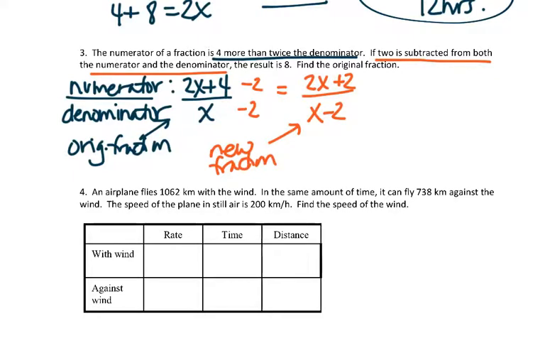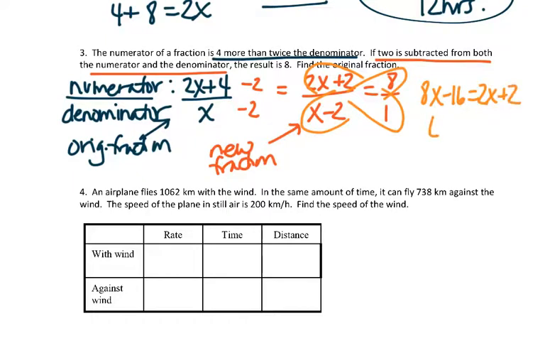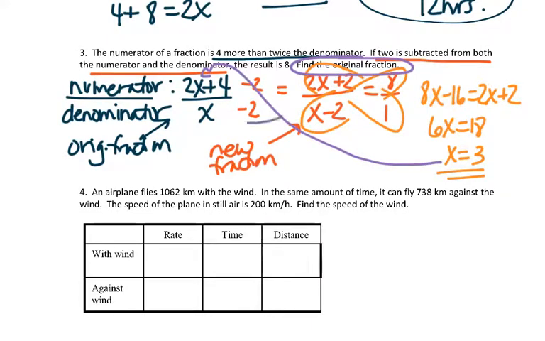And it said then the result is 8, or 8 over 1. How can we solve that? Our old friend, cross multiply. 8x minus 16 is 2x plus 2, so 6x is 18, so x is 3. But is that the final answer? It wants you to find the original fraction. So what do we do with the 3? Plug it in. 2 times 3 is 6, plus 4 is what? 10, and then 10/3. So that's our original fraction, 10/3. Good.